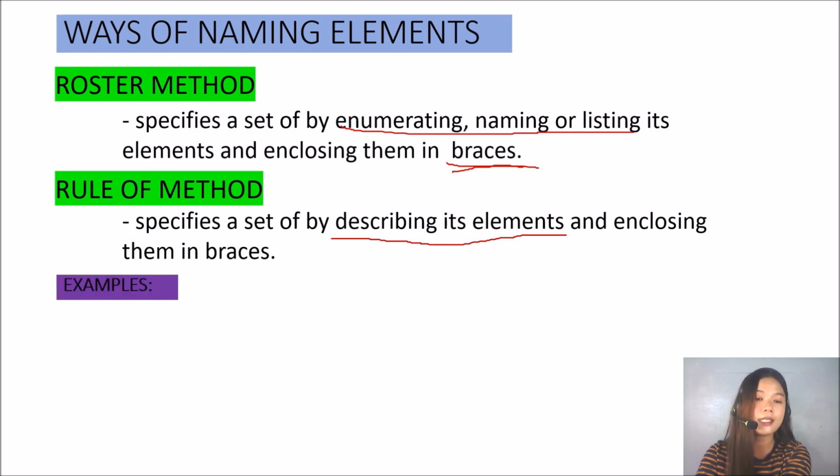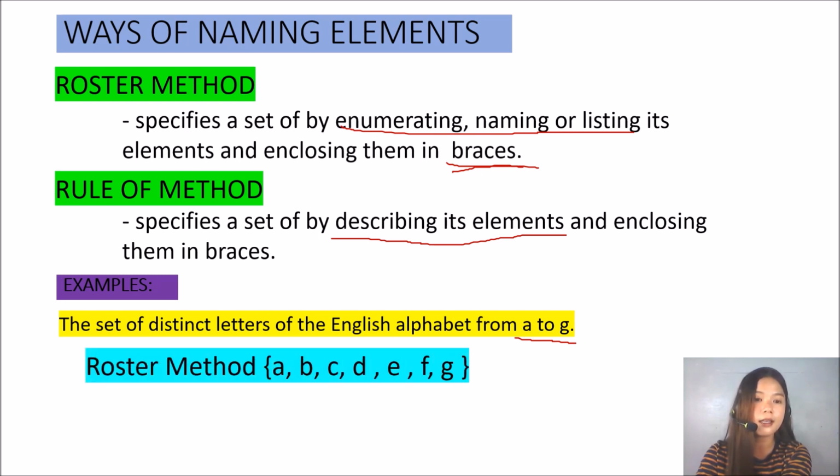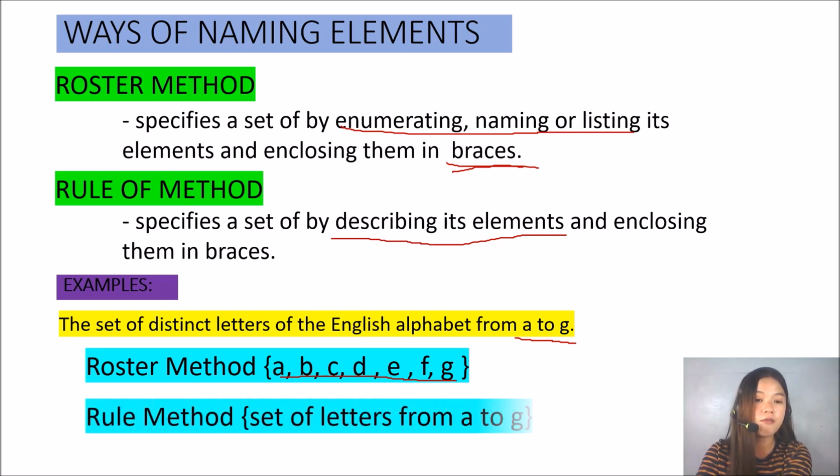To understand more, let's have an example. The set of distinct letters of the English alphabet from A to G. So, using roster method, we can write the set like this. A, B, C, D, E, F, G. Enumerate po natin siya. Nilist po natin yung mga letters from A to G. Using rule method naman po, dinescribe po natin yung pwedeng ilagay sa loob. Set of letters from A to G. So, those are the ways of naming elements. We have the roster and the rule method.